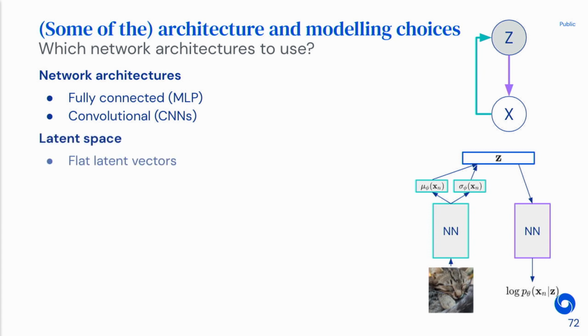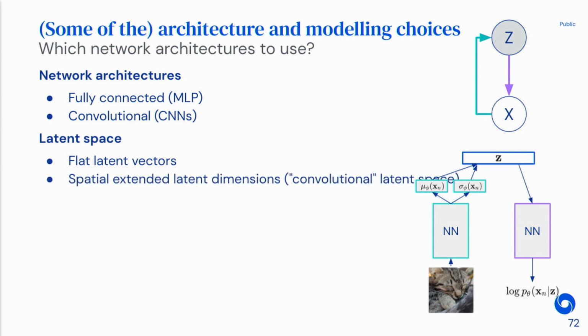Then the latent space can be just a single vector. So basically, you have a vector that describes the image. Or it can be something that's spatially arranged. So it's a vector, but it's arranged as a matrix, and then the bit in the top left explains parts of the image that are in the top left, and the part in the latent space on the bottom right explains the image on the bottom right, basically. And this is what's sometimes called convolutional or spatially arranged latent space.